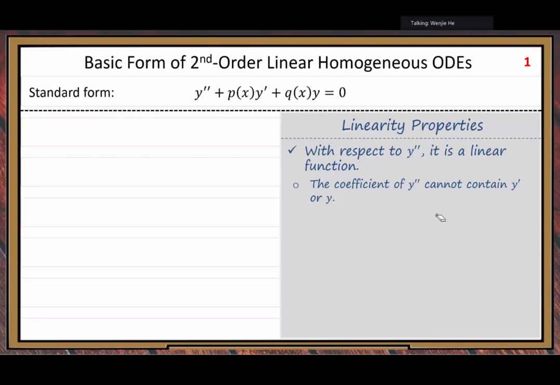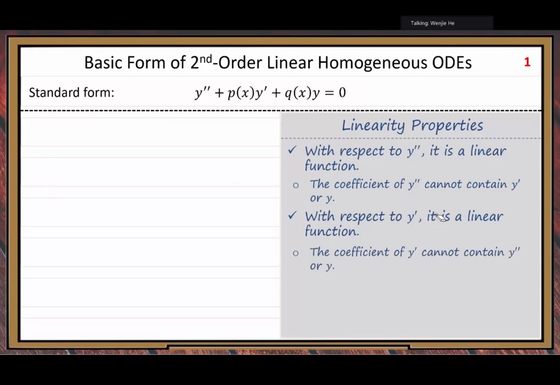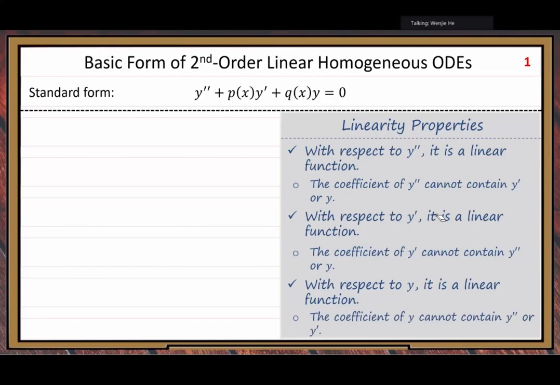With respect to y prime, it is a linear function. But the coefficient of y prime cannot contain y double prime and y. Otherwise, you cannot call it linear. For y also the same rule: linear, but the coefficient of y cannot contain y double prime or y prime.